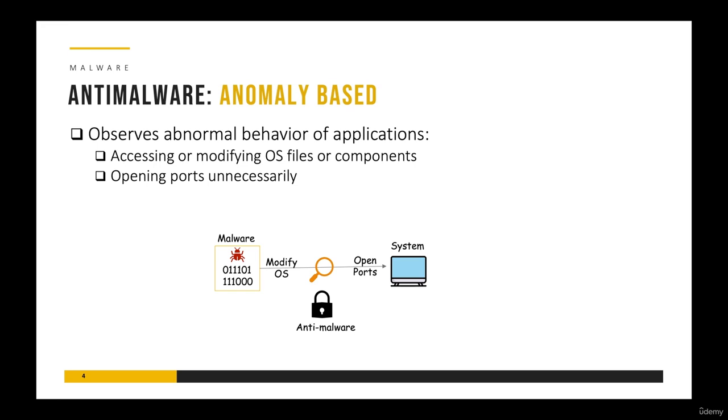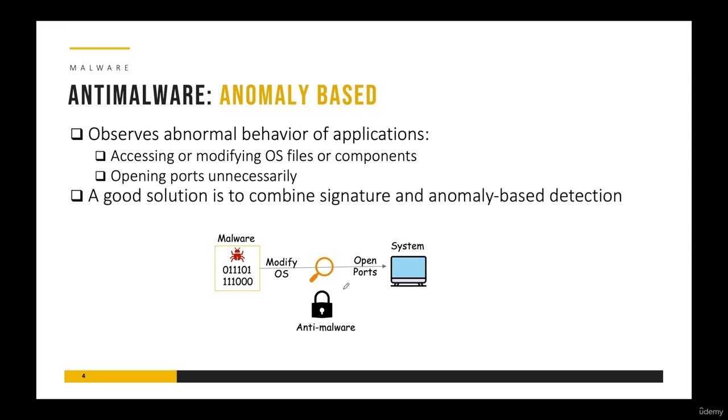So the anomaly-based anti-malware software basically observes the actions of the malware and how they modify operating system files or if they are opening ports. And this observation is done for all the different applications and services running on your system. And if a significant deviation is found, then this triggers an alert. Now, anomaly-based anti-malware works very effectively against unknown viruses.